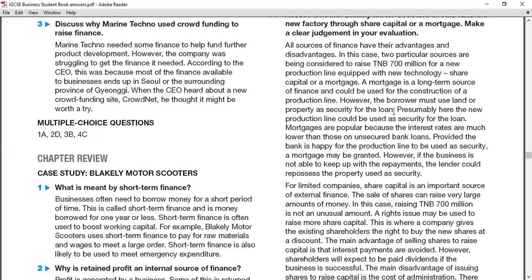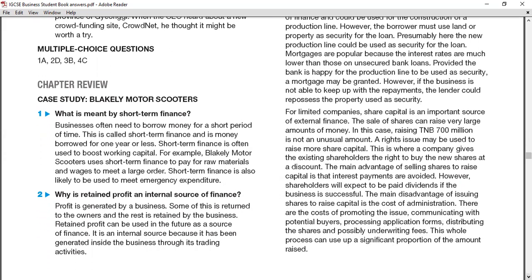So this is like a definition, the knowledge part also, because they have to give some collateral as security, keeping a property or land in order to get the mortgage. Presumably here, the new production line could be used as security for the loan. Mortgages are popular because the interest rates are much lower than those on an unsecured bank loan, provided the bank is happy for the production line to be used as security. A mortgage may be granted. However, if the business is not able to keep up with the repayments, the lender could repossess the property used as security. So that's like a leasing option. If you can't repay the loan properly, they have the right to take the property back, claim and settle the loan, and sell it to someone to recover it.